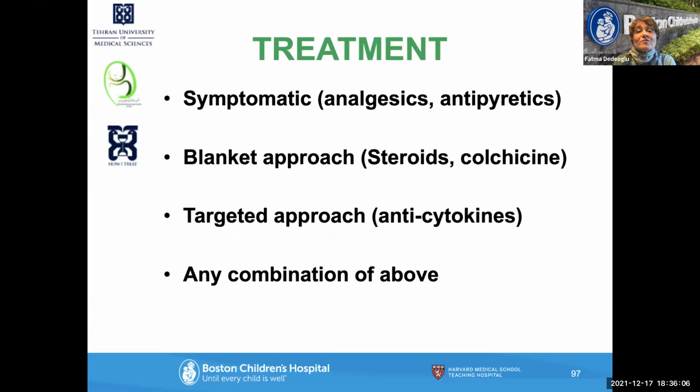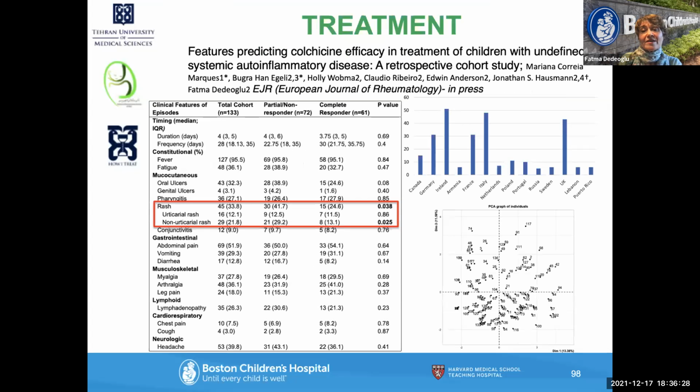So in terms of how we treat, sometimes treatments are helpful to hone in, as we discussed, on maybe the pathway, but it can range from symptomatic therapy, or a blanket approach that's just using steroids and colchicine. You can do a targeted approach, anticytokine, or any of the combinations.